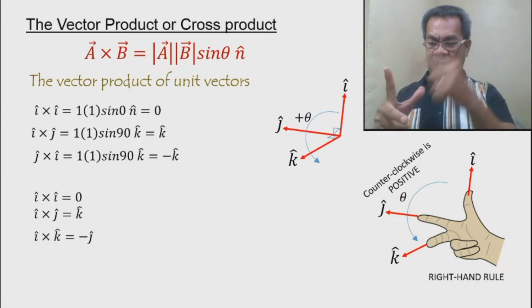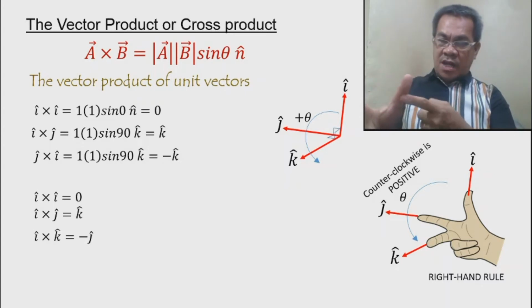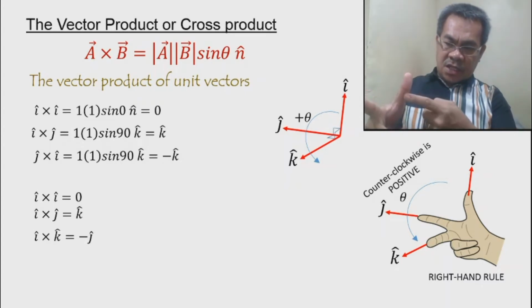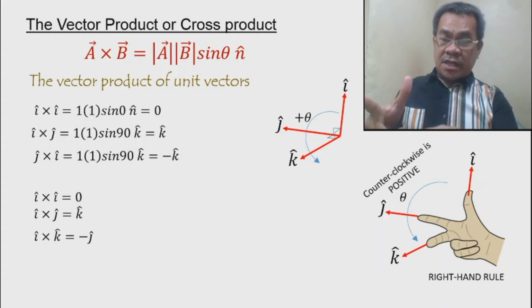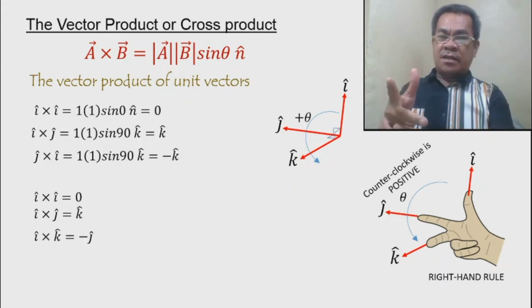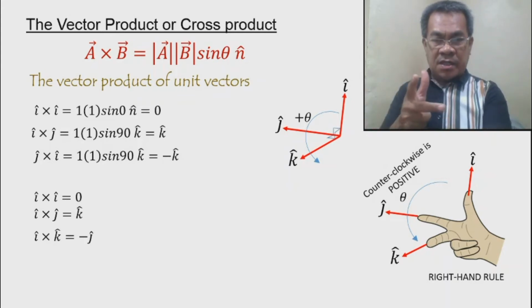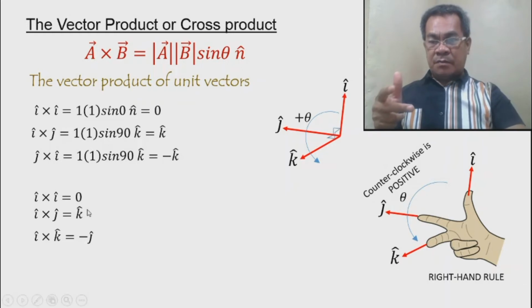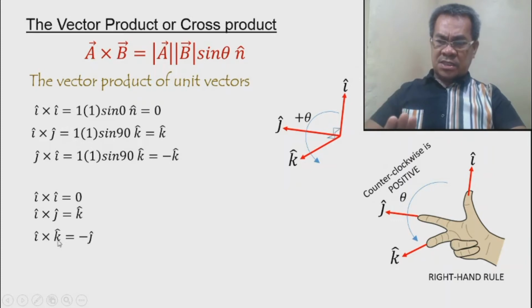This is your I, cross K. So the direction, take note, is reverse. This is a clockwise direction, so the angle must be negative. If the angle is negative, then your unit vector should be in the reverse direction. So therefore, you have to use J. Okay? The swipe area is in the plane of XZ.